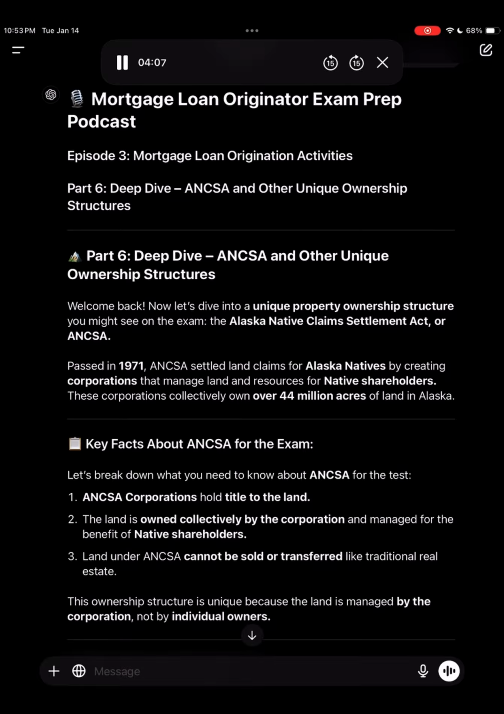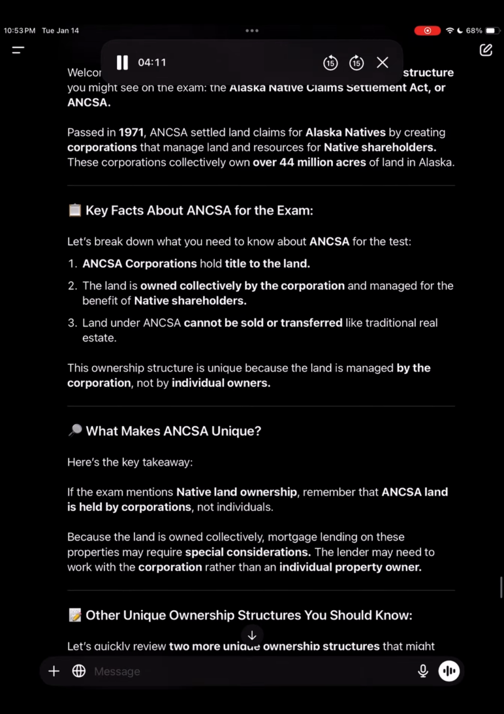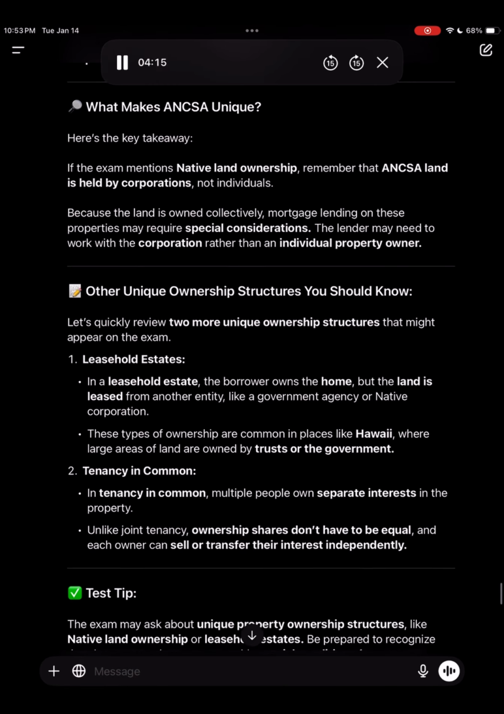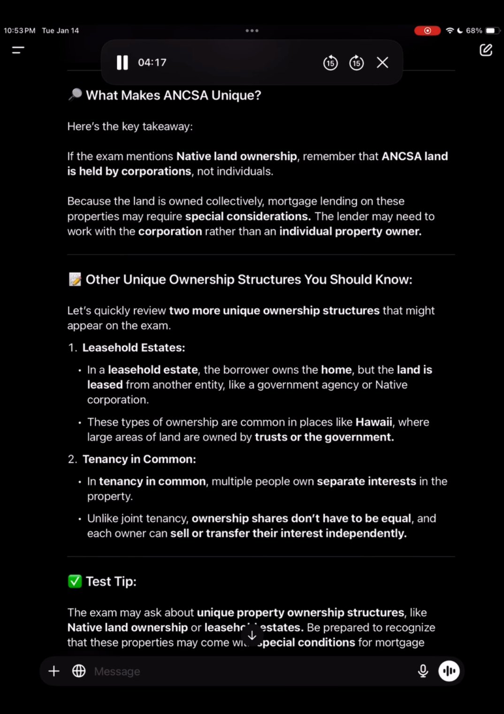What makes ANCSA unique? Here's the key takeaway. If the exam mentions Native land ownership, remember that ANCSA land is held by corporations, not individuals. Because the land is owned collectively, mortgage lending on these properties may require special considerations. The lender may need to work with the corporation rather than an individual property owner.